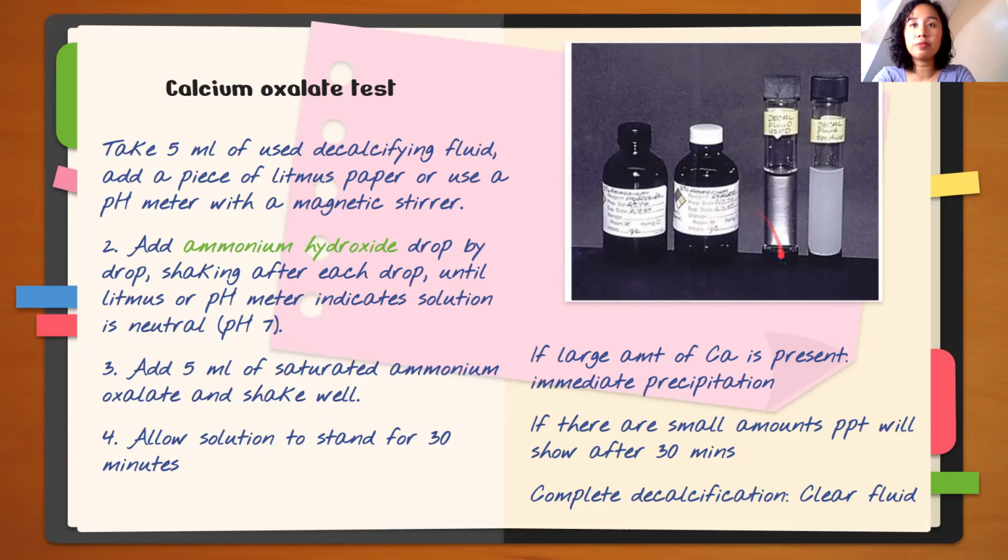If the decalcifying fluid is very clear, it is negative for calcium and okay, you can proceed to washing out, then dehydration. But if positive, it will become turbid with a white precipitate. So for complete decalcification, the fluid should be clear after the calcium oxalate test. Two reagents are used: ammonium hydroxide and saturated ammonium oxalate. And class, it's best to test for 30 minutes.